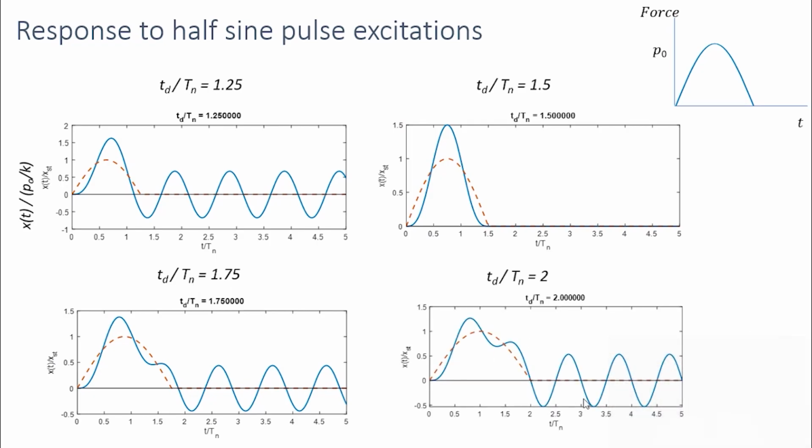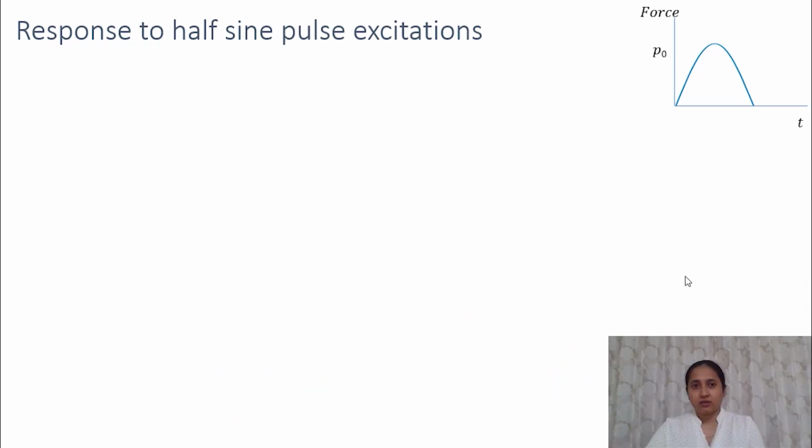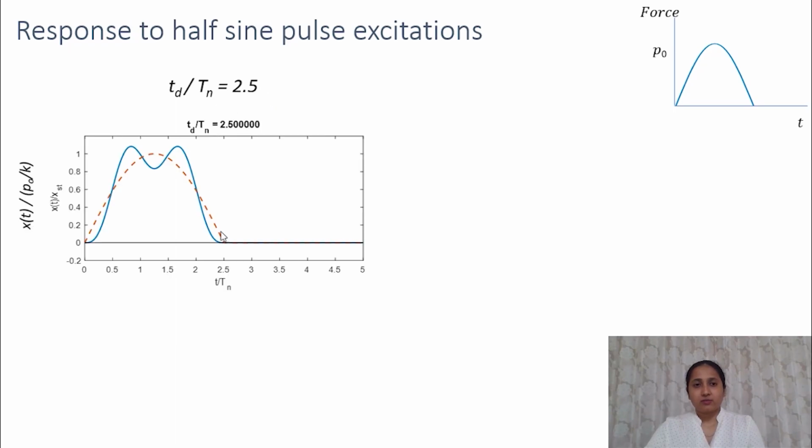This pattern continues when Td by Tn is equal to 2 as well, and when Td by Tn is equal to 2.5, the maximum response happens during the pulse. At the end of the pulse, the displacement and velocities are 0, so there's no free vibration. So this is similar to Td by Tn equal to 1.5. So for this, there's no free vibration phase.